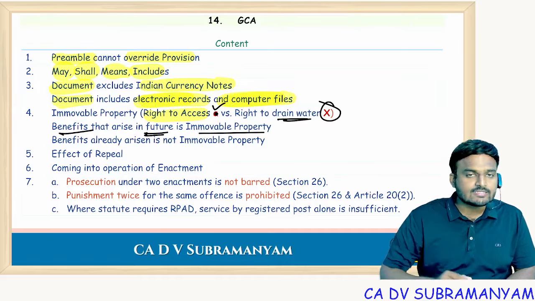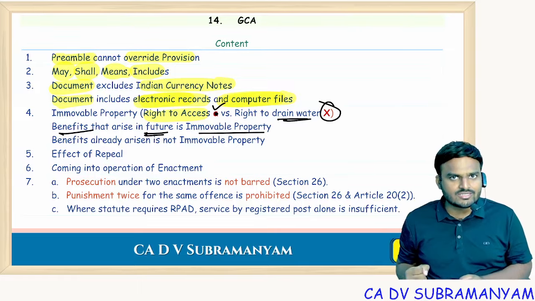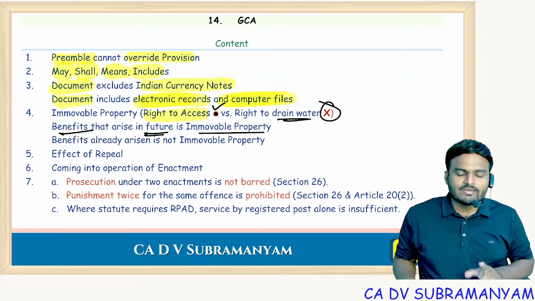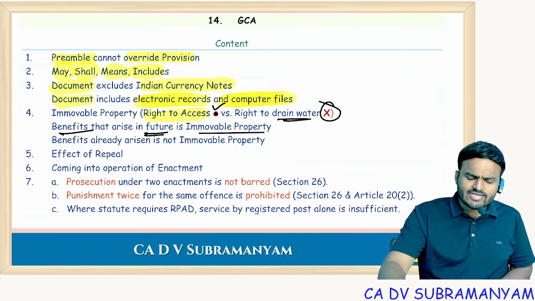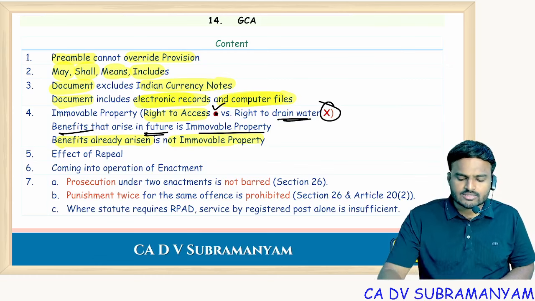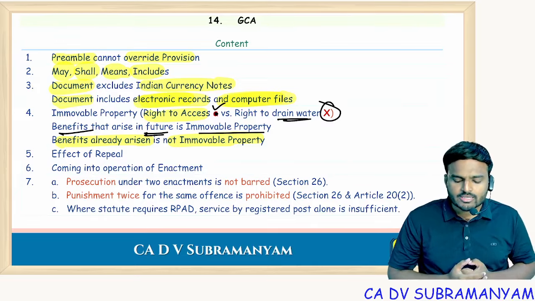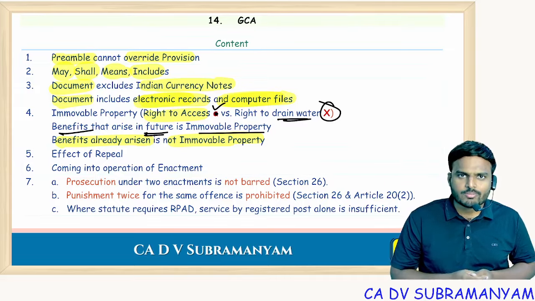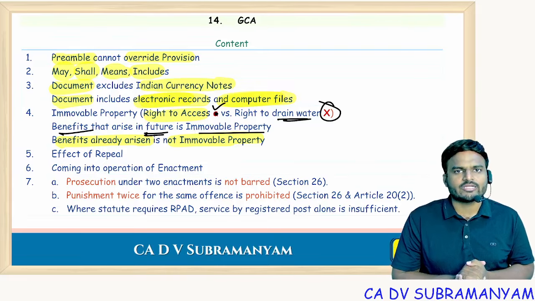Future rents, and also a few points I have gone through very recently. Right to extract soil, that is also immovable property only. Benefits to be arised is immovable property, but benefits already arised is not an immovable property. Futuristic benefits, immovable property. Already arised, not an immovable property. Very recently question came. Arrears, rent in arrears is not an immovable property, but rents to be received in future is an immovable property.